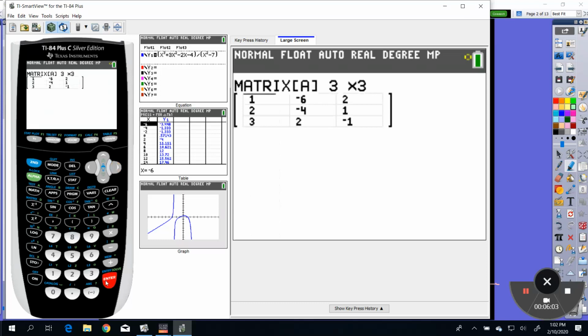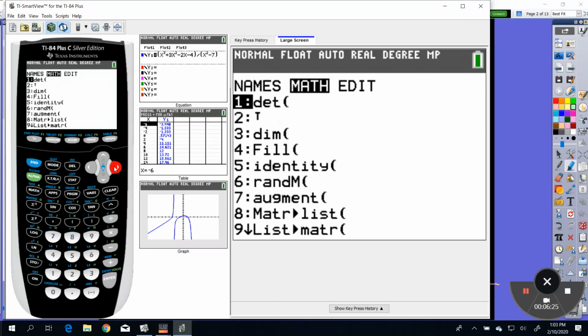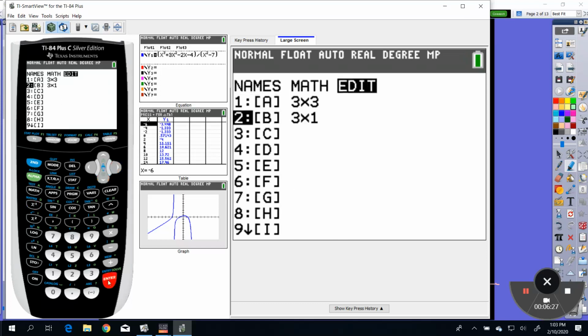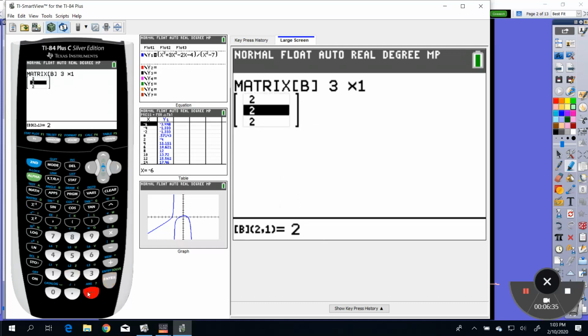It's a 3 by 3, and I type in the numbers 2, 2, negative 1, 1, negative 3, 1, negative 1, 1, 0. Now I go to second matrix, I'm going to edit matrix B. It's a 3 by 1, so that's good, 3 by 1. 2, negative 28, and 14.